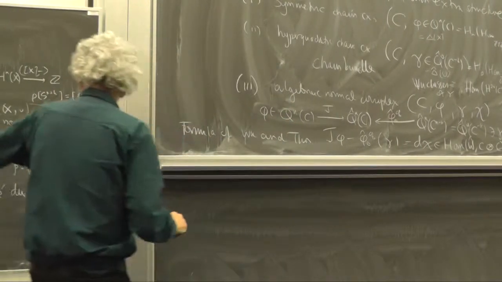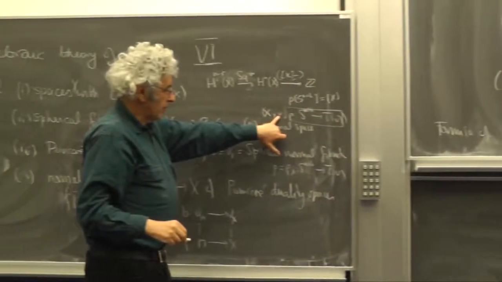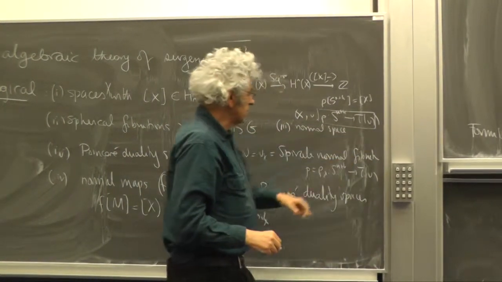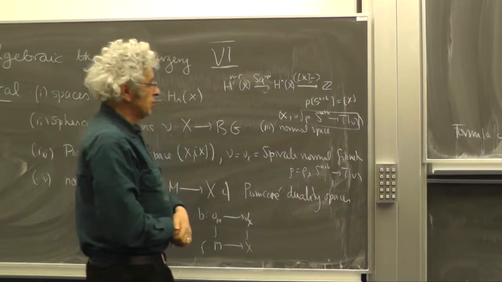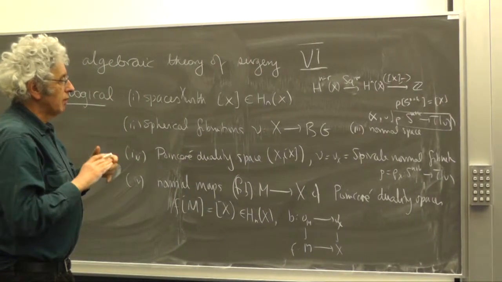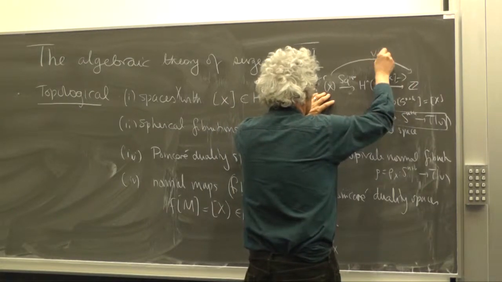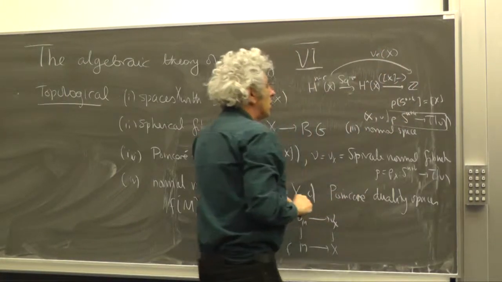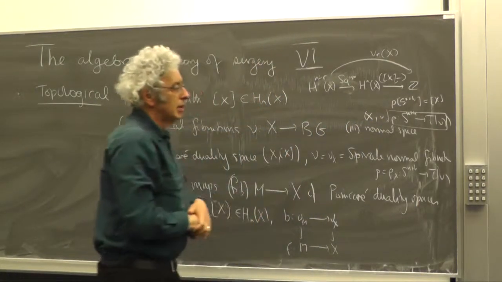So if you've got a space with a spherical fibration and a spherical Thom class, and the homology fundamental class is the image under the Thom isomorphism of that, then there's a connection between the Wu classes of X, as defined here, and the Wu classes of nu, as defined similarly.